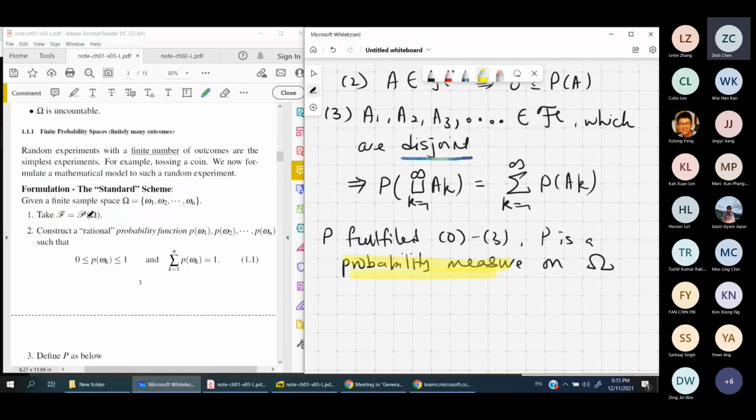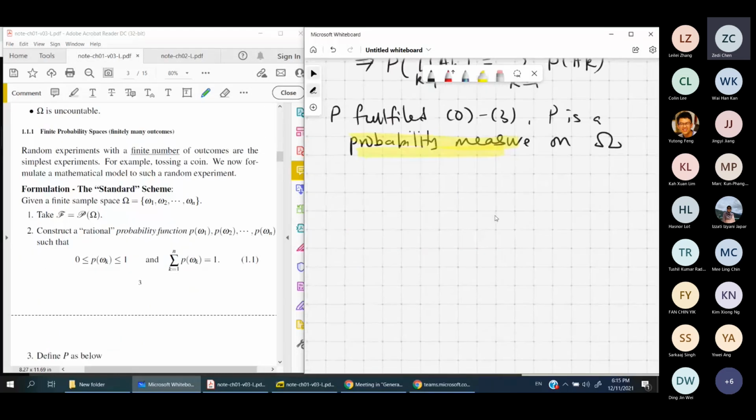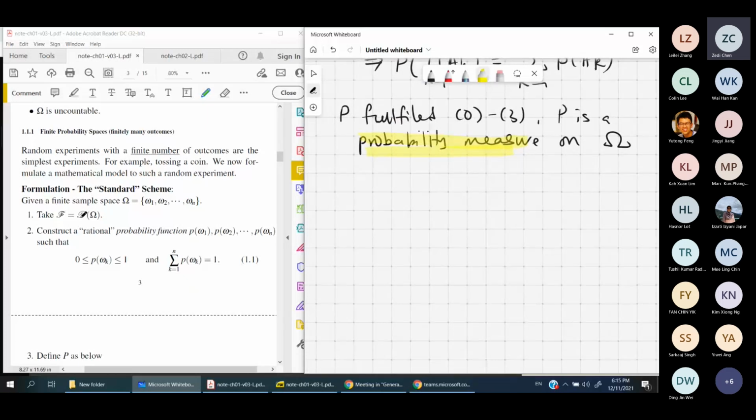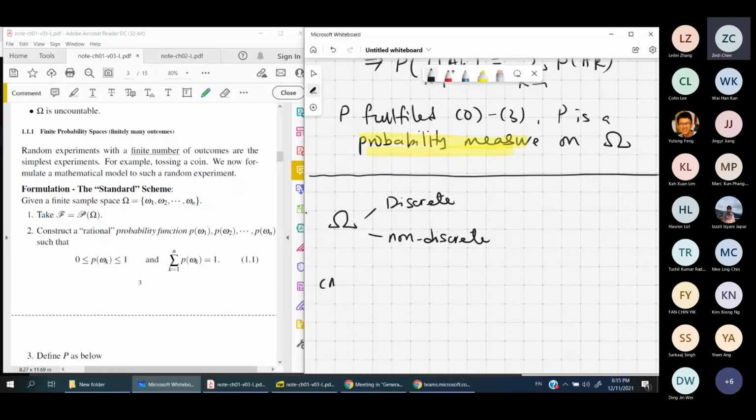Maybe I will combine the first two cases into one formulation. So then we have two types of it. First, our omega could be discrete, or non-discrete, uncountable. For the discrete case, A, this is supposed to be A and B, discrete omega, you refer to sections 1.1.1 to 1.1.2.